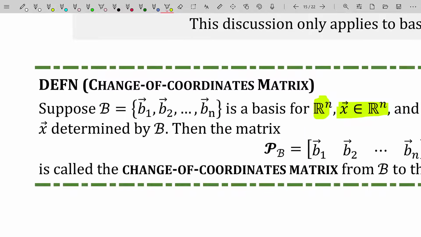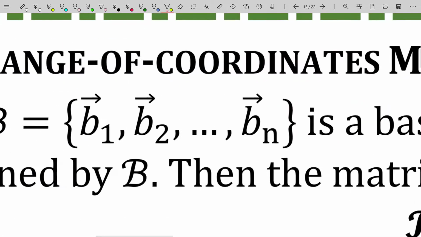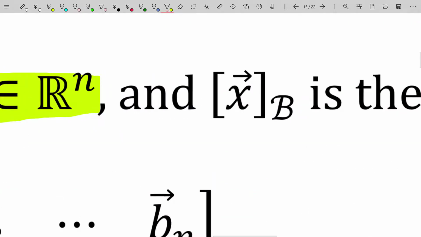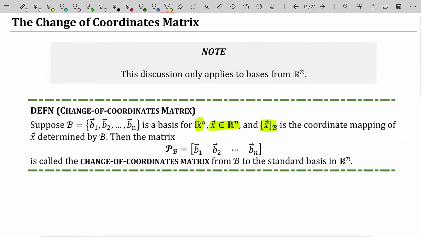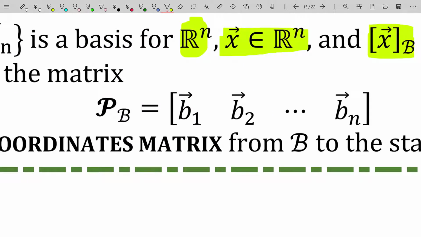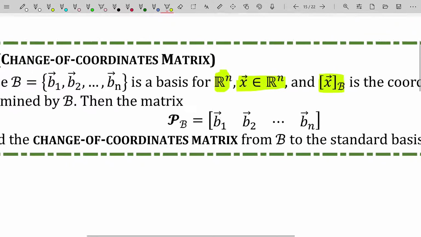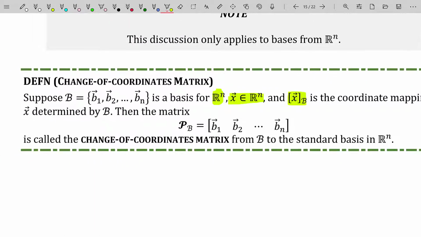Therefore, x obviously can be written as a linear combination of these basis vectors right here. And the weights of that linear combination will be listed in the B coordinate vector right here. That's what I'm saying is the coordinate mapping of x determined by B. Then the matrix P sub B, which is the matrix of all the basis vectors that we have for our current basis B, is called the change of coordinate matrix from B to the standard basis in Rn.